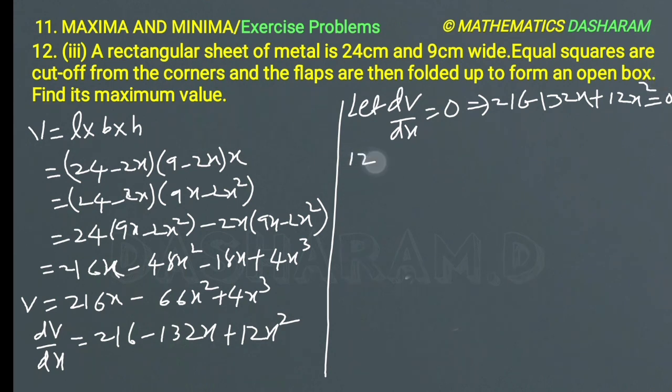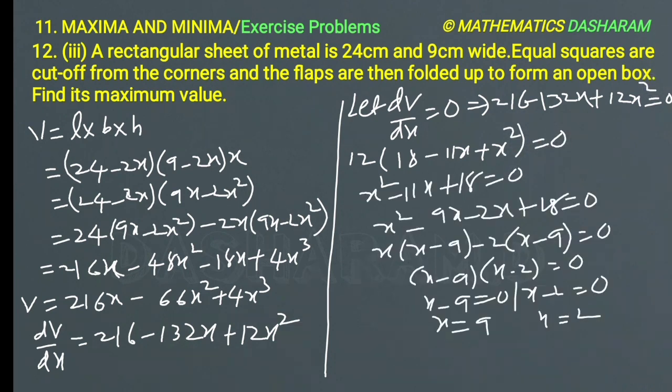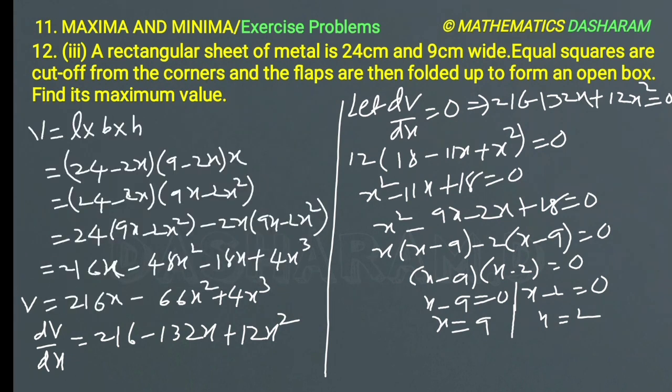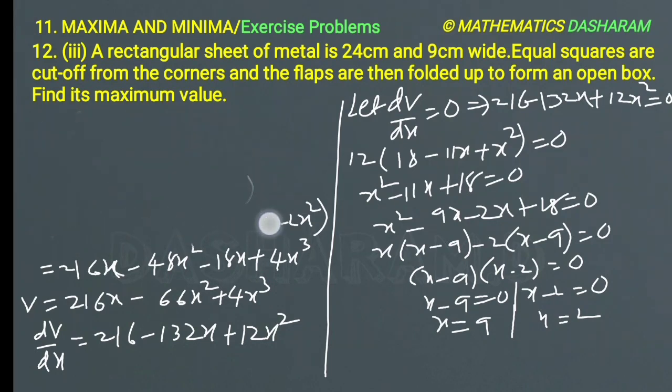Here take 12 common. So 12 into x square minus 11x plus 18 equals 0. So here the x values are 9 and 2. But which x value will give the maximum capacity for the open rectangular box? That is very important, so let us verify that.